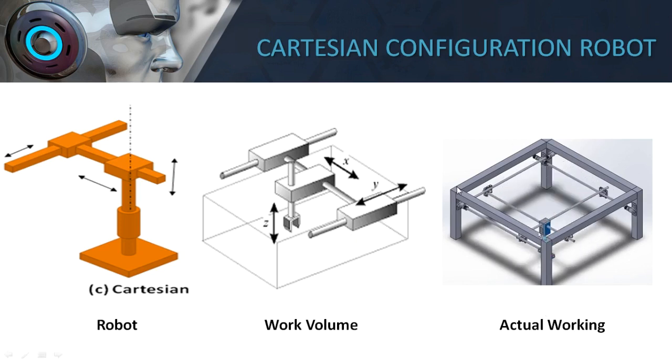More clarity in actual working, you can just see here the x and y, it is actually moving in XY direction. Z direction is not shown here, but the Z direction is in the depth space, whatever it has. So this is about Cartesian configuration robot. I hope you have understood the Cartesian configuration robot.